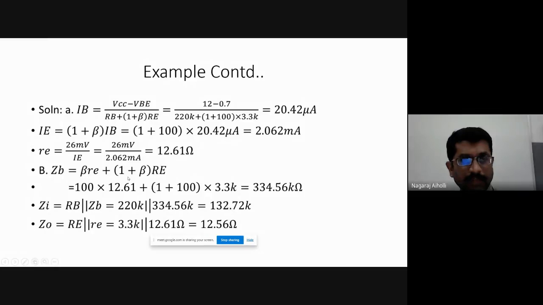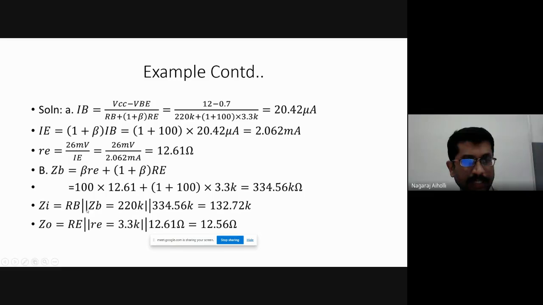ZB is beta re plus (1 plus beta) into Re, the main equation. It is 100 into small r, which is 12.61, plus (1 plus 100) into capital Re, the emitter resistance, 3.3 K. This will be 334.56 kilo ohms.